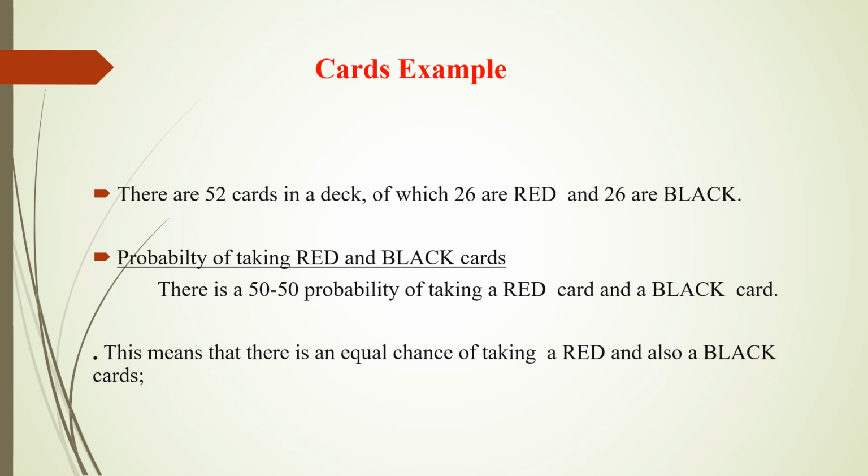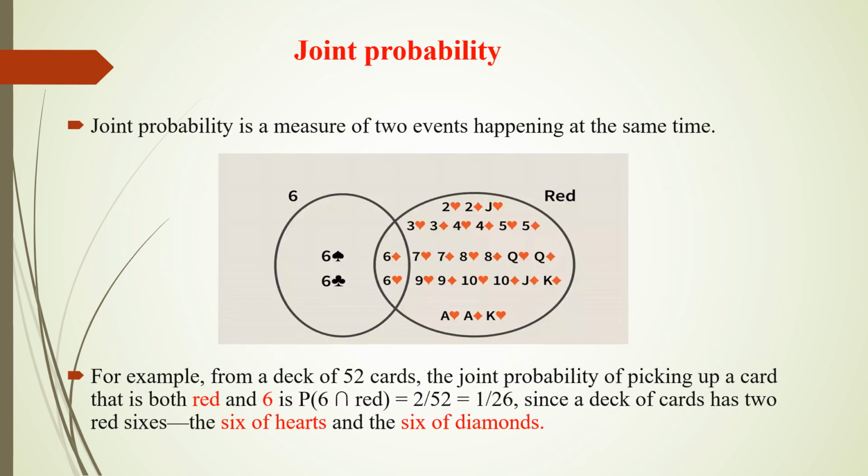Cards example. Let us take the cards example. There are 52 cards in a deck, out of which 26 cards are in red color and 26 cards are in black color. Okay, so the probability of taking red and black cards, there is a 50-50 probability of taking red color cards and black color cards. So this means that there is an equal chance of taking a red and also a black card.